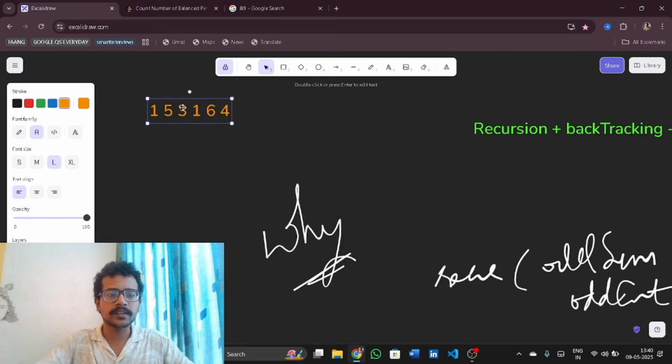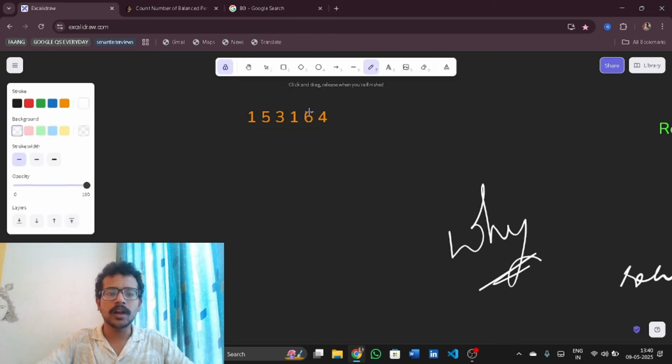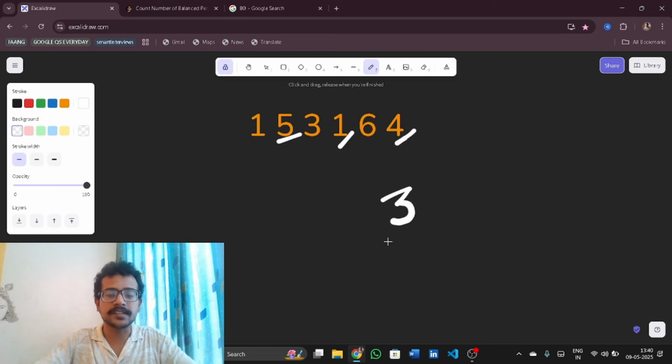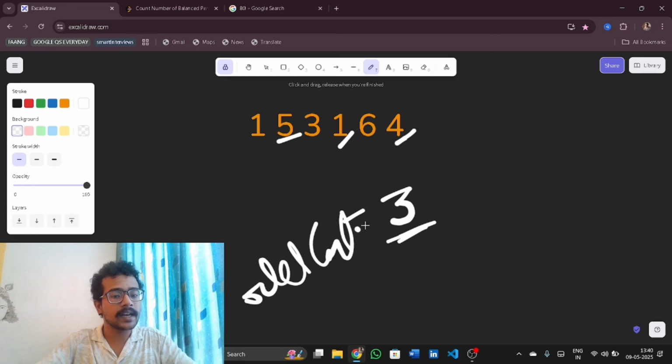Okay, just take this 15364. Now I have odd indices for 3 times, so I need 3 odd indices to be placed. I name it odd count. So odd count, I will also tell you how this is working.